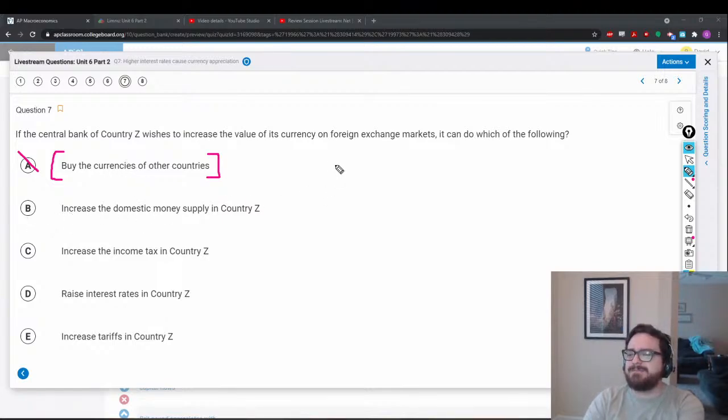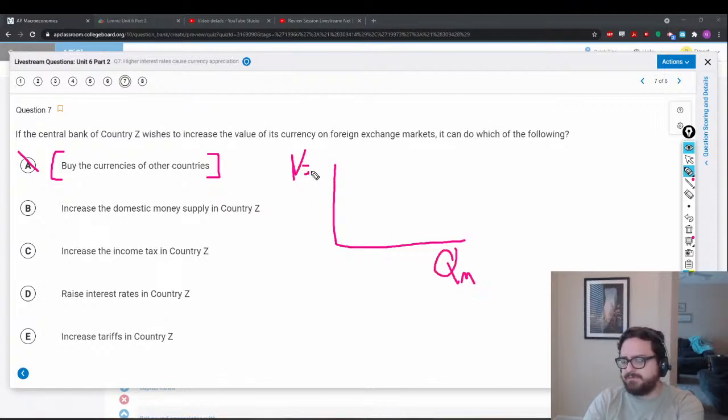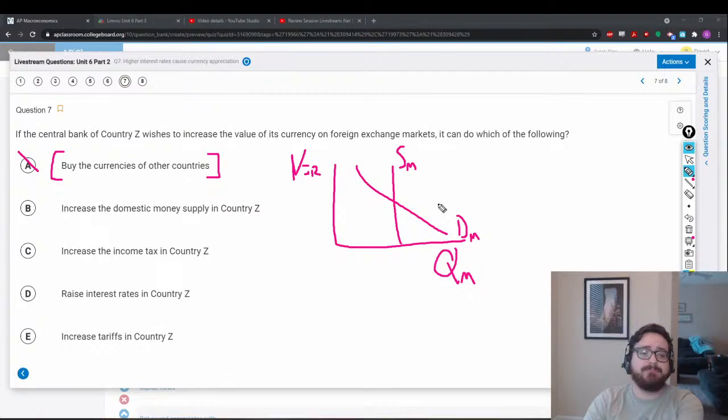B is increasing the money supply in country Z. Well, let's look at their money market graph. If I increase the money supply, I would get a lower interest rate, which would not make people want to invest in my country. That would not really help, because a lower interest rate here would not get more people to want my currency, which is the whole goal here. They want whatever Z's currency is to appreciate. A lower interest rate does not help.